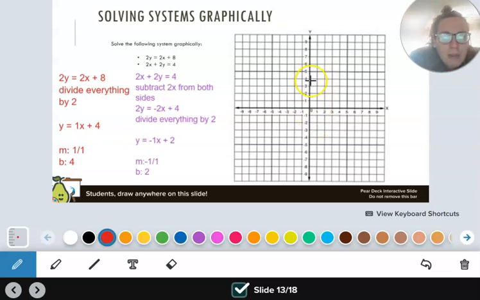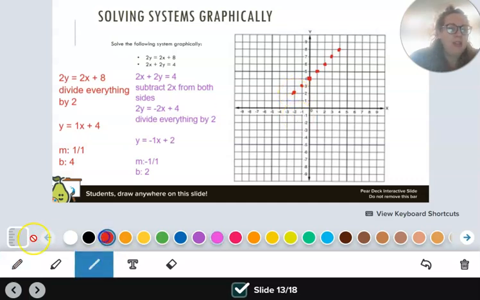So our y-intercept for the first one is 4, so we put a dot on 4, and our slope is 1, so we go up 1 over 1, up 1 over 1. If we want to go backwards, we can go down 1, left 1. Two negatives make a positive slope, down 1, left 1. And then we would connect them like so. Perfect.